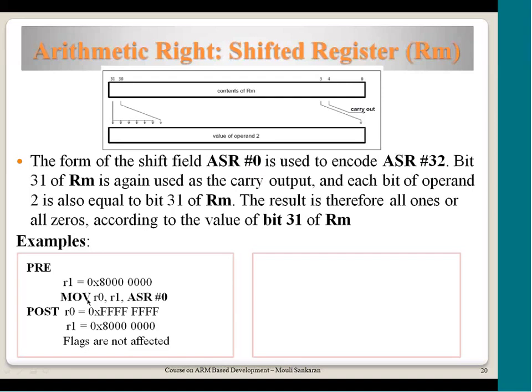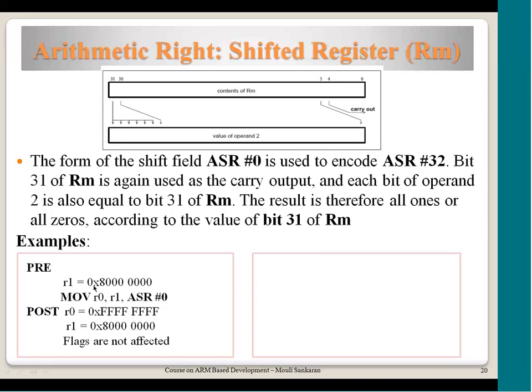Okay, let us take an example. Suppose R1 happens to be 8 followed by all zeros. 8 means what? 1 0 0 0. That means MSB is set to 1. This is the Rm, so that is a parameter operand which is passed to the barrel shifter, and it says ASR 0. Actually, it is not performing a 0 arithmetic shift, that means no shift at all. It is performing a 32-bit arithmetic shift right.